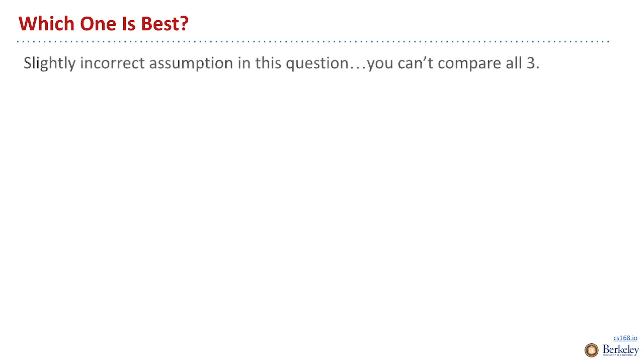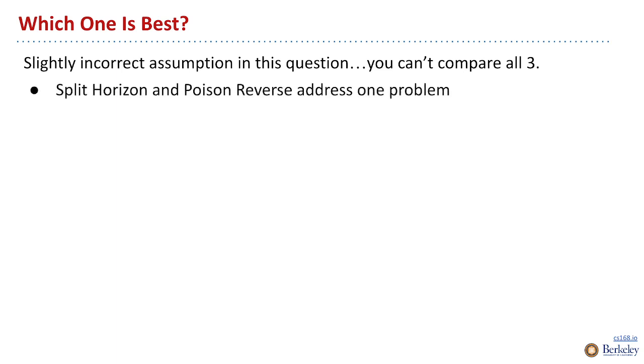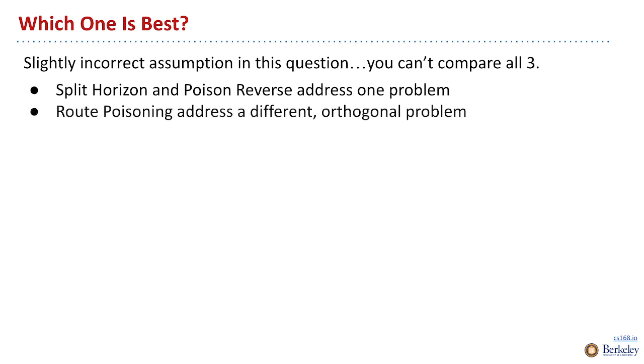The other question I see people asking is which one is best? And I think there are different tiers to this question. Some people are asking which combo is best, but others are asking actually of the three, which one is the best? I think it's a slight incorrect assumption when you ask that, because you can't compare all three. Split horizon and poison reverse address one problem. Route poisoning is addressing a different, orthogonal problem. And so maybe the better question is what combination of them is best?